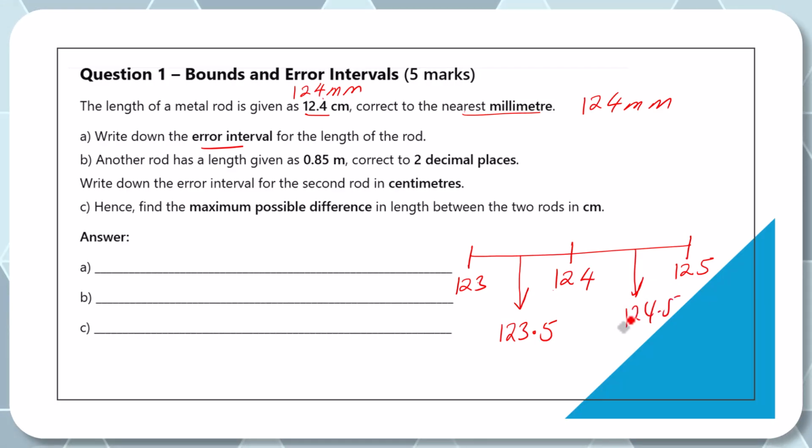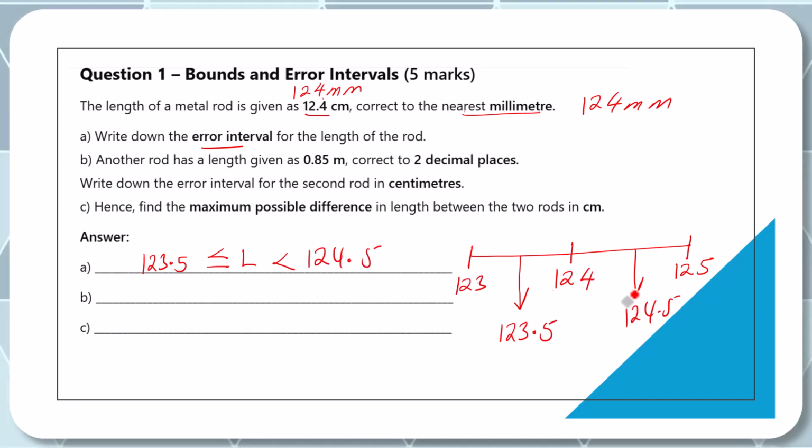Now, when we're writing the error interval, this is how we write it. We say that the actual length will have been bigger than or equal to the lower bound, which is 123.5, but less than the upper bound, which is 124.5. It means that if the length was actually 124.5 millimeters, it would have rounded to 125. That's why we are saying it's just less than that.